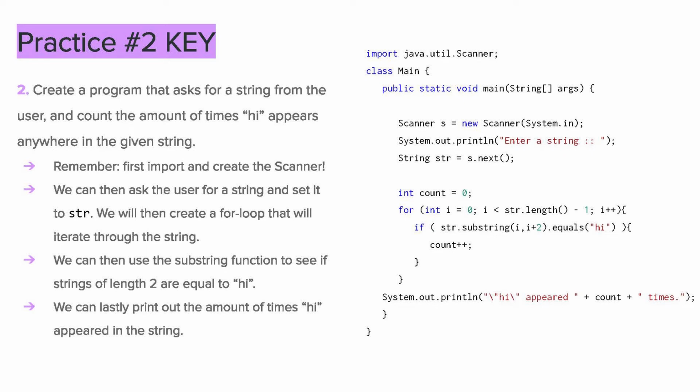Inside a for loop, we check to see if the string hi begins at the current index. And if it does, we add 1 to the variable count. Finally, like always, we print the value we want to output, which in this case is called count.